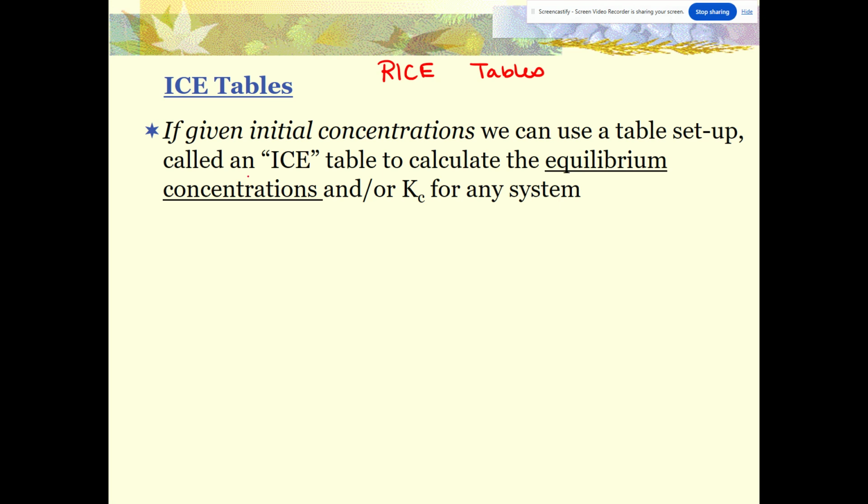If you're given a question with the initial concentrations of substances that are reacting, and we are looking for Kc, it's important to note that we need to know the equilibrium concentrations of everything in order to find or calculate the Kc. So this is the purpose of a rice or ice table.